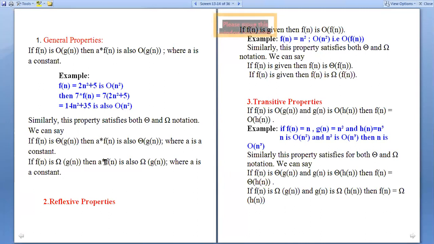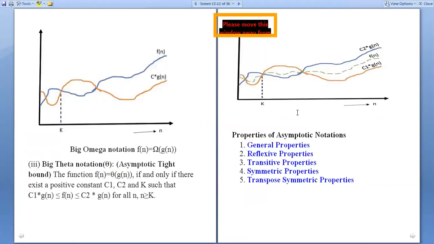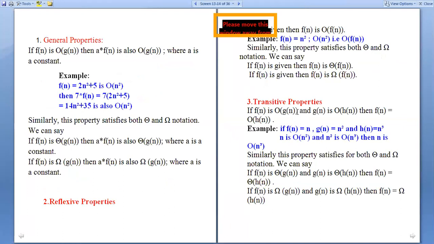The next one is the reflexive property. So what is a reflexive property?